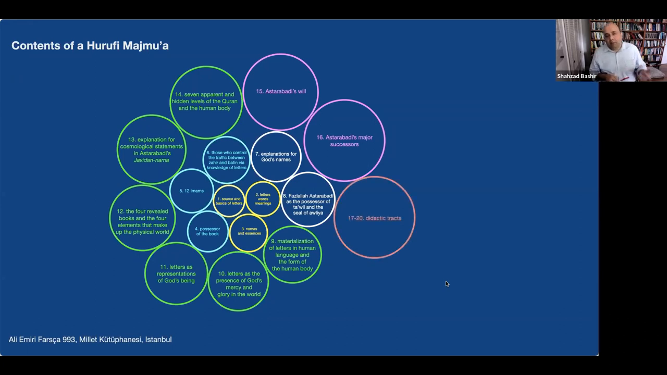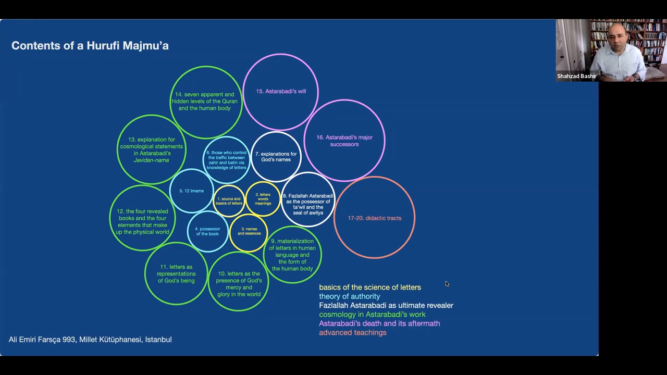and eventually the last three tracks are various types of precise treatments of various types of didacticism, etc. Now, ultimately, the interesting part for me is that what I've done is this kind of color coding. There is a kind of serialization from the basics of the science of letters all the way to advanced teachings. And this pattern that I found in this manuscript was absolutely critical for me to actually make any sense of the Ḥurūfīs. My own narrative of who they are and what they were doing came from the form of this manuscript, more so than if I had just read these pieces apart from each other.